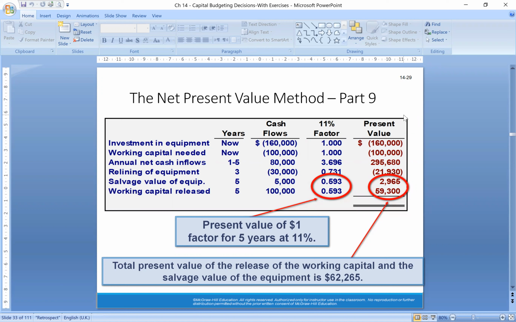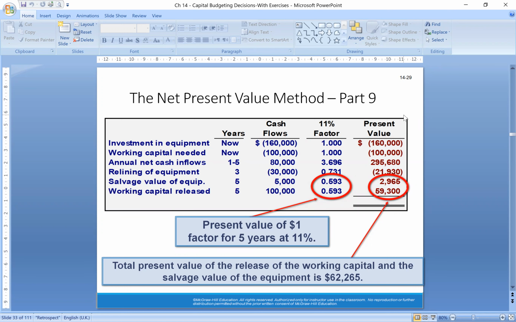So the present value of the salvage value will be 2,965, which is the value of the salvage value today. The 5,000 after 5 years is equal to 2,965 today. The working capital released is the amount to be received one time after 5 years. The 100,000, again using the first table, 100 multiplied by 0.59 will equal 95,300. Any question about how to calculate these numbers?